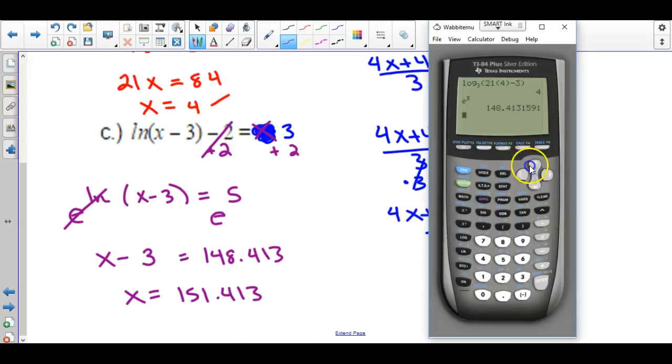And just to show you how I can check my answer then, I'm going to evaluate the left side of this expression. So I'm going to clear out my calculator, and I'm going to type the natural log of my answer, which was 151.413, and then the minus 3, and I'm going to close the parenthesis and put minus 2. And that's going to evaluate this entire left side. So I should end up with something pretty darn close to 3. And there it is, 2.9 repeating. And again, the only reason why it doesn't tell me that that's 3 is because I chopped off this decimal before. So we are correct on those.